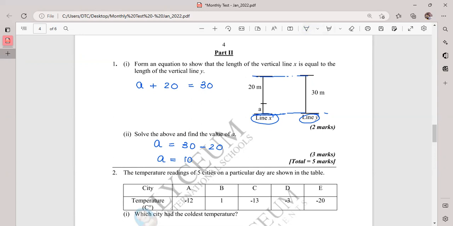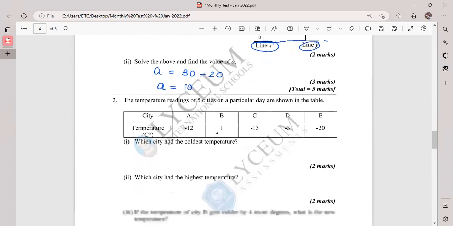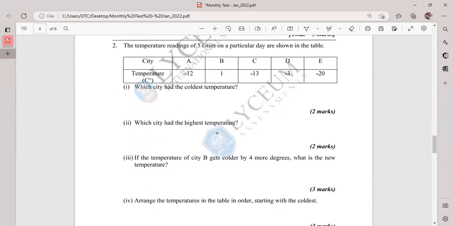Hope it is clear for all of you that line X and line Y are the same length, and here you want to show that the length of line X is equal to the length of line Y. So by that equation, we can find the value of A. And to cross check whether your answer is correct or not, you can just add 20 and 10. Yes, it gives me 30, right? So then we'll move to question number 2.